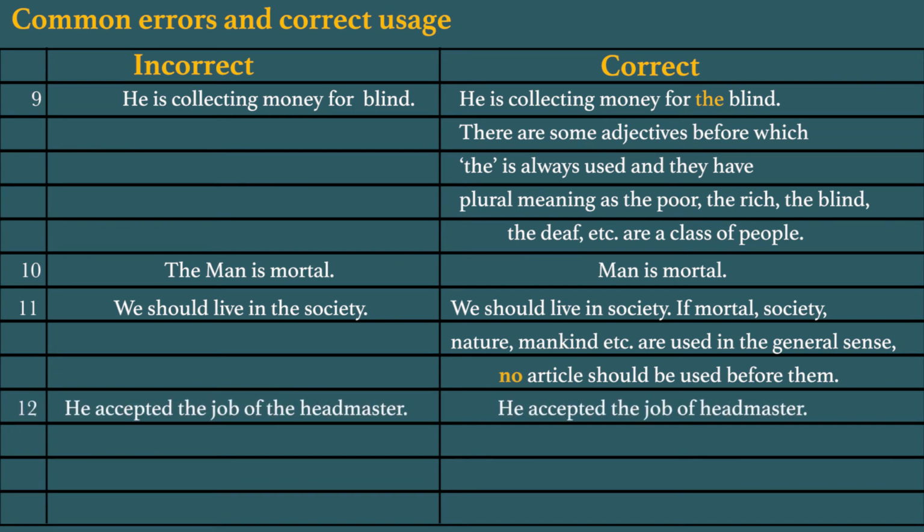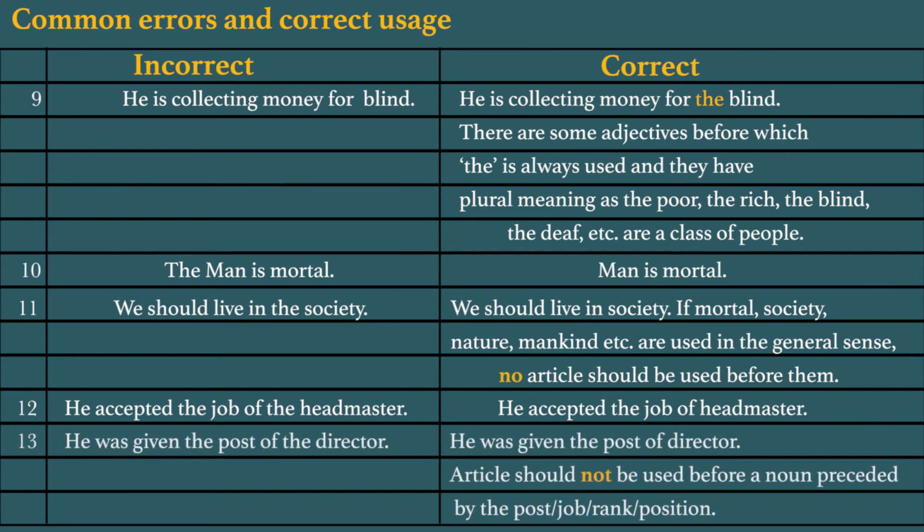12th, he accepted the job of the headmaster. He accepted the job of headmaster. 13th, he was given the post of director. Correct one is, he was given the post of director. Article should not be used before a noun preceded by the post or job or rank or position.